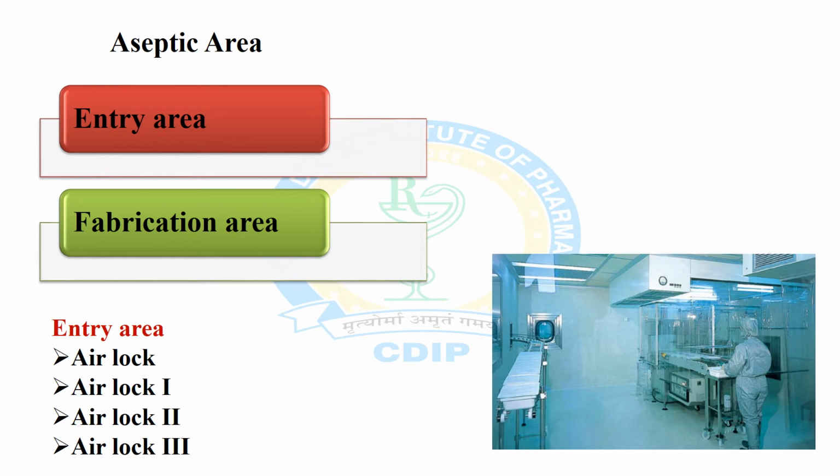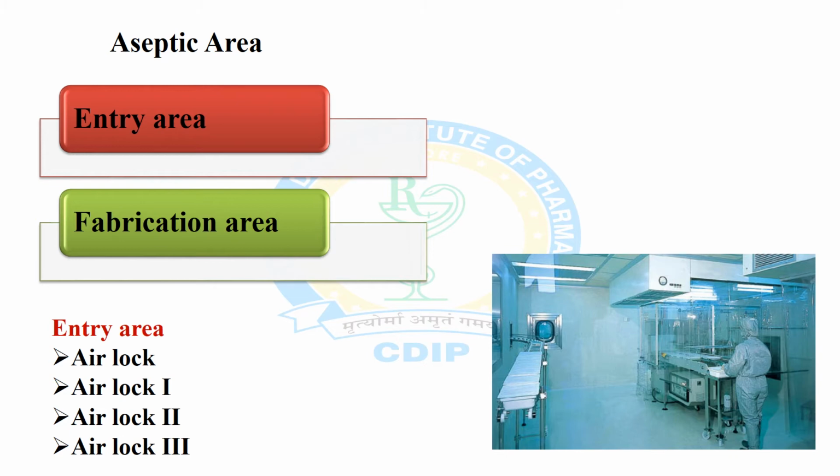Aseptic area. This is the major part of this session. So the aseptic area is the heart of the whole operation, where fabrication, filling and sealing of product is done. It is divided into subsections such as entry area and fabrication area or sections. First is the entry section, which comprises different rooms with different objectives. There are airlock 1, airlock 2 and airlock 3.